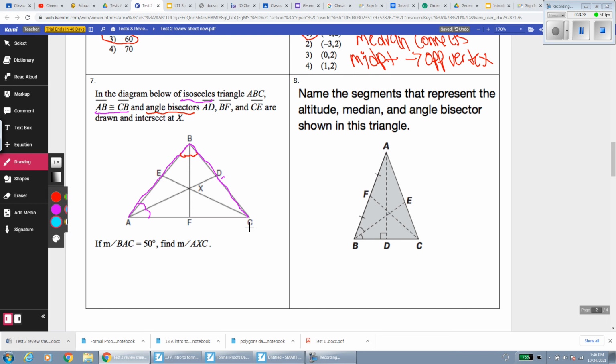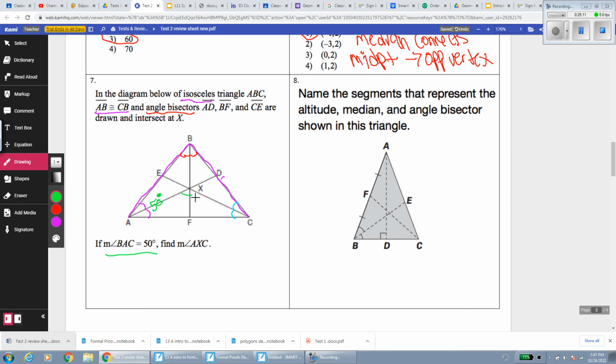And I also know that angle C is being split into 2 equal or congruent parts by its bisector CE. I just drew a lot of conclusions already. We are off to a good start. In the question, it tells us that the measure of angle BAC, the entire angle A, is 50 degrees. And what we need to do is find the measure of angle AXC.